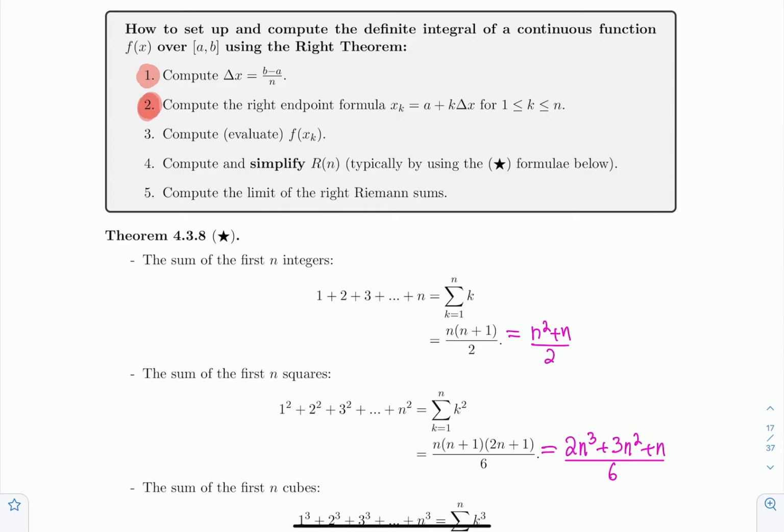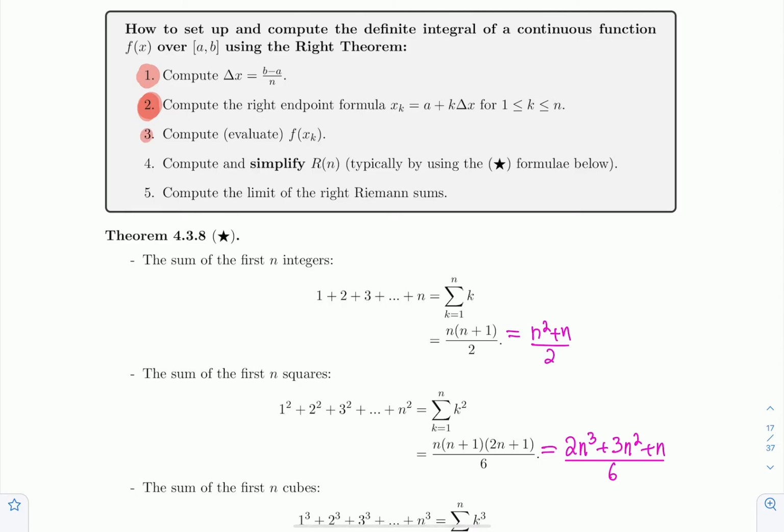We're going to need the right endpoint of those subintervals. So here the xk's, the endpoints of your subintervals, are going to be a plus k delta x. So you're just making little steps of delta x. x1 is just a plus delta x, x2 is just a plus 2 times delta x, etc., until the last endpoint xn, which is a plus n times delta x, which simplifies actually to b.